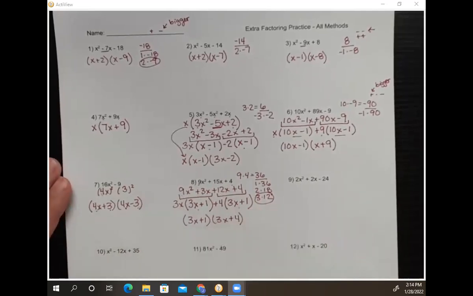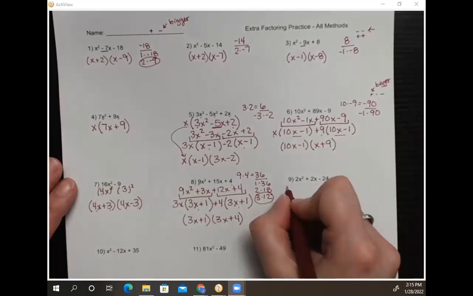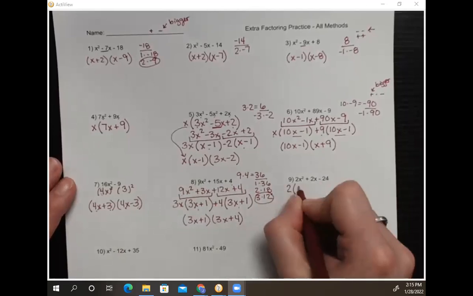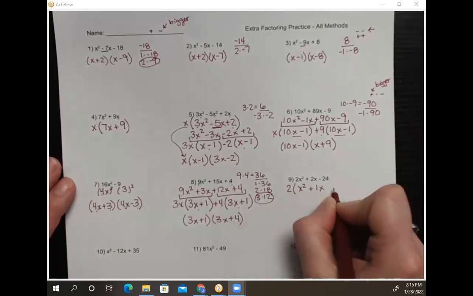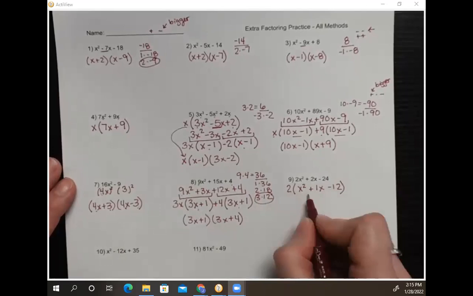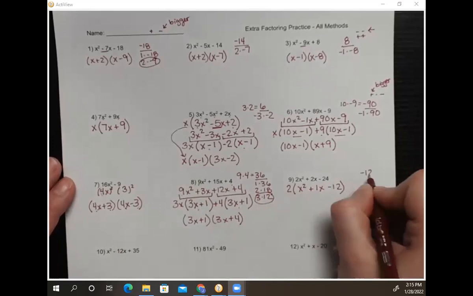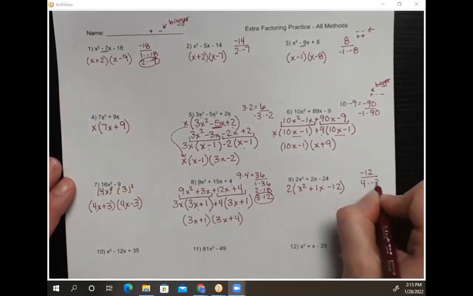Number 9, again, I want to start by looking for a GCF. I could divide all of these numbers by 2. So I'm going to factor out 2. That would leave me with x squared plus x, or 1x if you'd rather, minus 12. And now I can keep factoring what's in parentheses here because I still have an x squared term. So we're going to look for factors of negative 12 that add to 1. That would be 4 times negative 3.